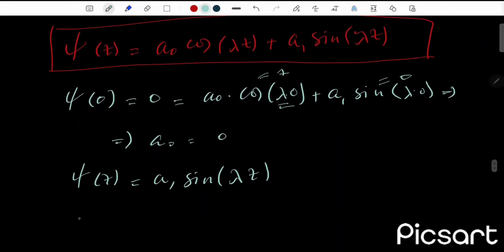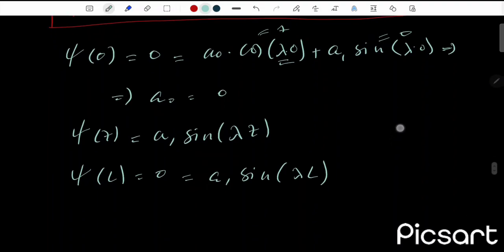Then we can use now the second boundary condition, which is z equal to L, which must give us the function psi equal to 0, and we have this as a1 sine of lambda times L.